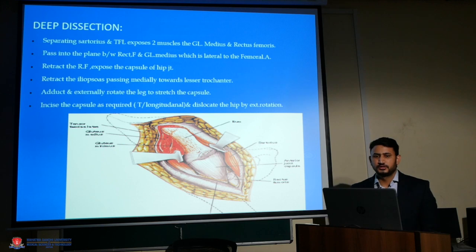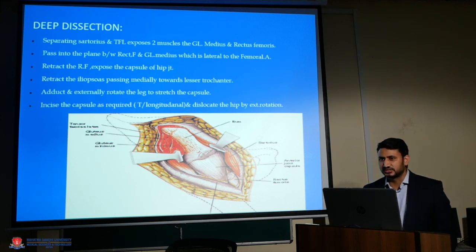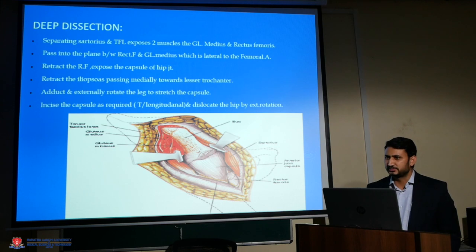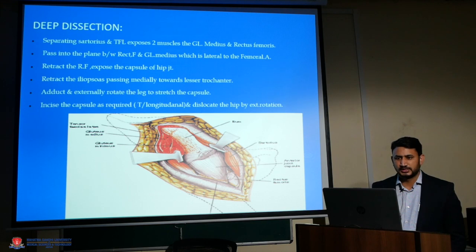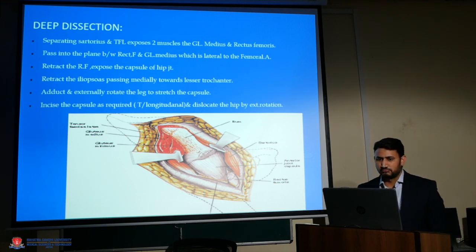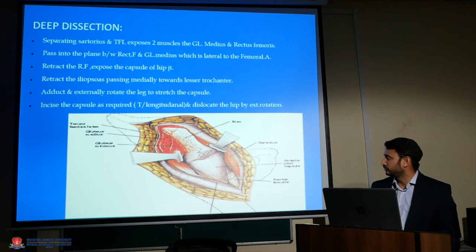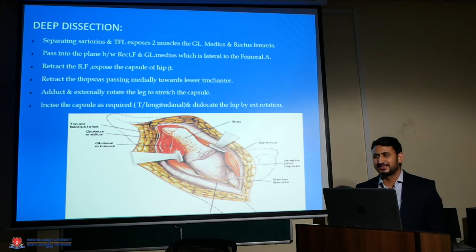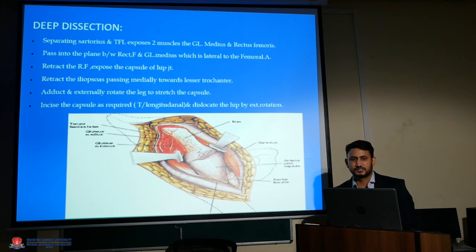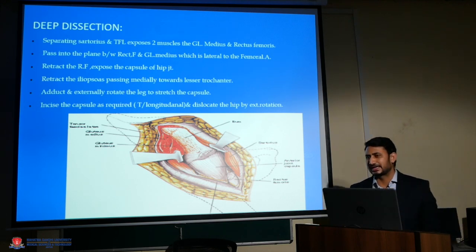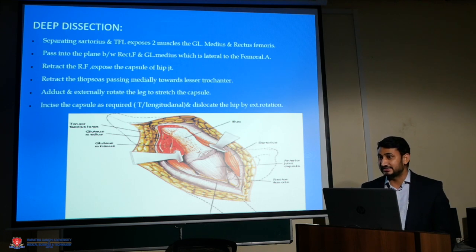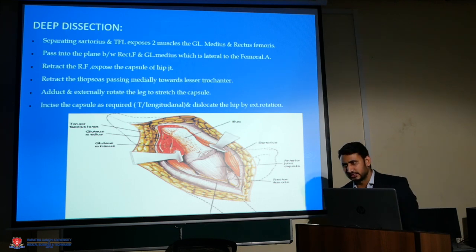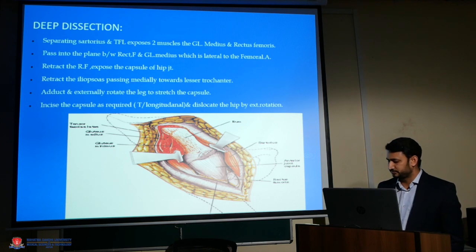Deep dissection: after separating the tensor fasciae latae and sartorius, the deep plane lies between the gluteus medius and rectus femoris. Rectus femoris will retract medially and gluteus medius on the lateral aspect. The iliopsoas we retract medially and pass a retractor over the superior part of the acetabulum. Now gently adduct and externally rotate the limb, so our capsule gets tightened up and we can easily identify it, and we can make a longitudinal incision or a T-shape incision in the capsule.